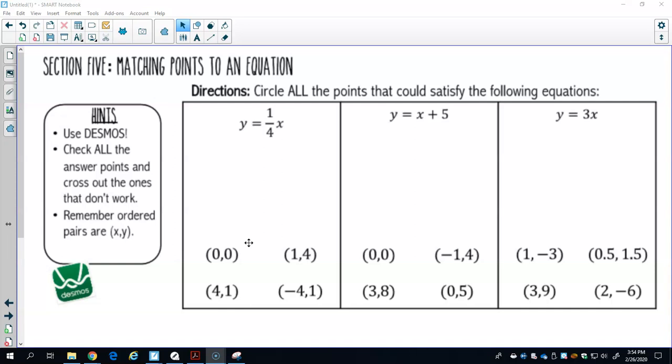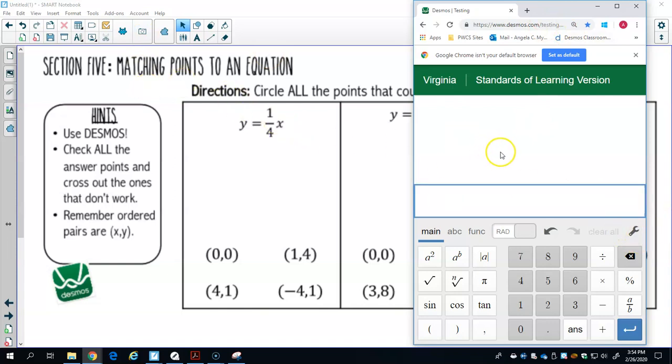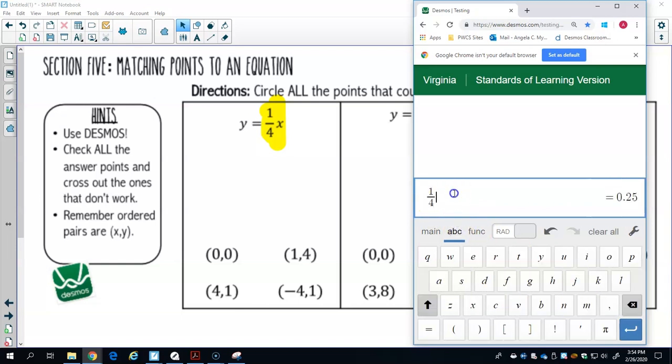All right, section 5. So for this, it says to use the Desmos. So I'm going to pull up my Desmos calculator here. And what you're going to do is put in this expression here because you're trying to see if the x values are going to give you the y value using that function. So on my Desmos, I'm going to click the fraction button, and I'm going to put 1/4, and then make sure you click out of there, and I'm going to put x, okay?